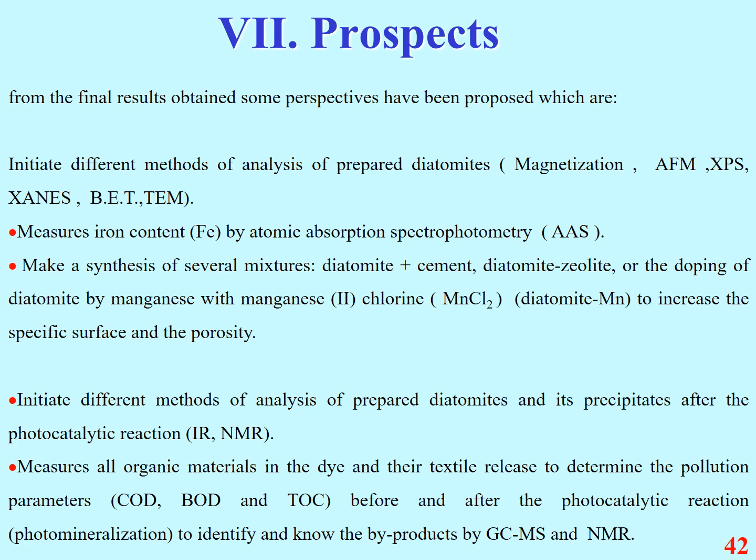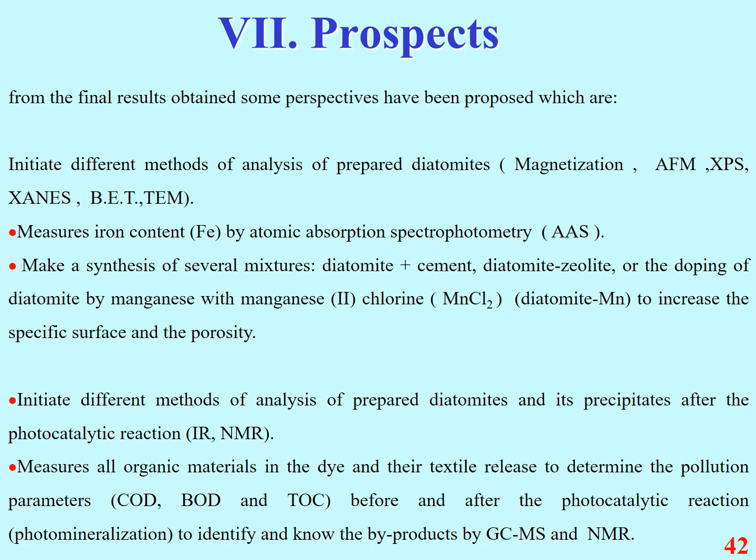For perspectives, given the final results obtained, some have been proposed: initiate different methods of analysis of the prepared diatomite, such as magnetization, atomic force microscopy, X-ray photoelectron spectroscopy, X-ray near edge absorption spectroscopy XANES, Brunauer-Emmett-Teller BET, and transmission electron microscopy TEM. Measure iron content by atomic absorption spectroscopy. Make a synthesis of several mixtures, diatomite plus cement, diatomite zeolite, or the doping of diatomite by manganese, manganese chloride, diatomite manganese, to increase the specific surface and the porosity. Initiate different methods of analysis of the prepared diatomites and their precipitates after the photocatalytic reaction.